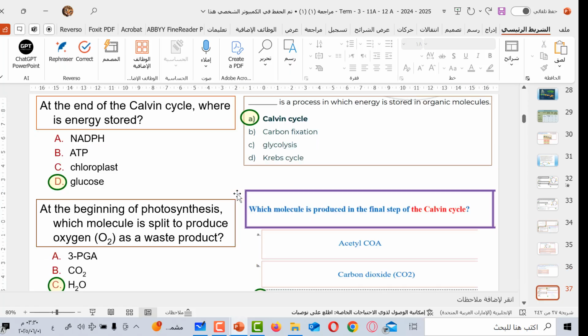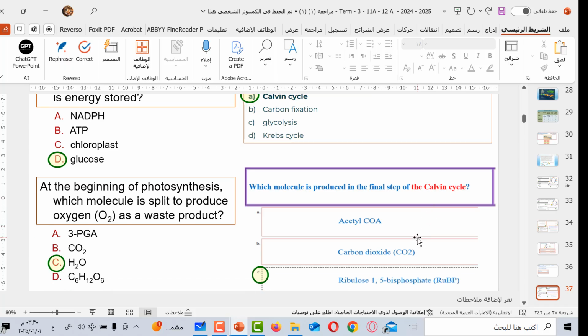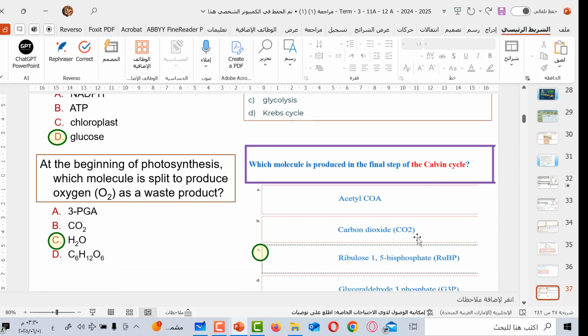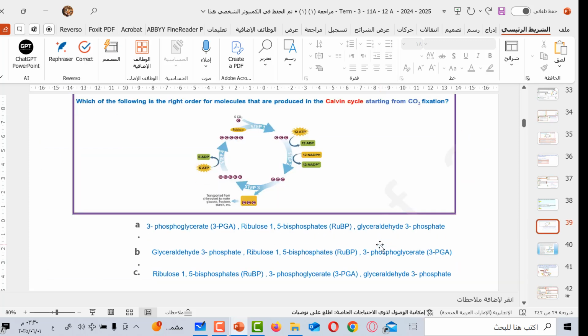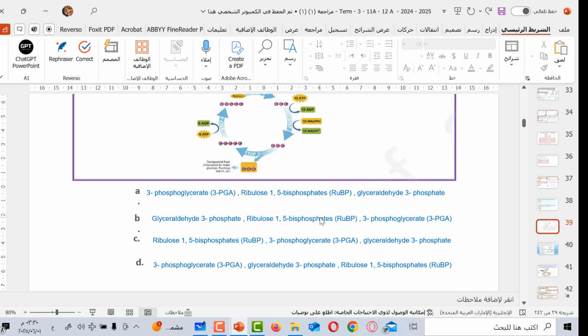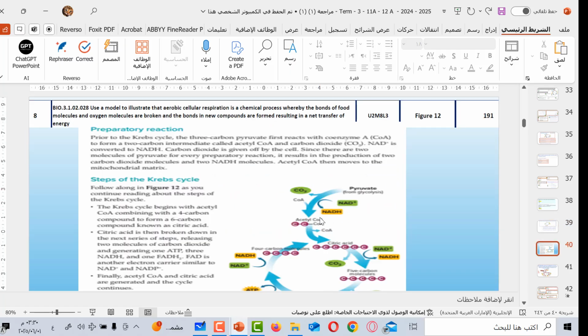Okay. Let's see this question. Which molecule is produced in the final step of the Calvin cycle? We saw this one before. It's ribulose 1,5-bisphosphate, or RuBP. Okay, we will leave any question here to you. Okay, and going to the next.